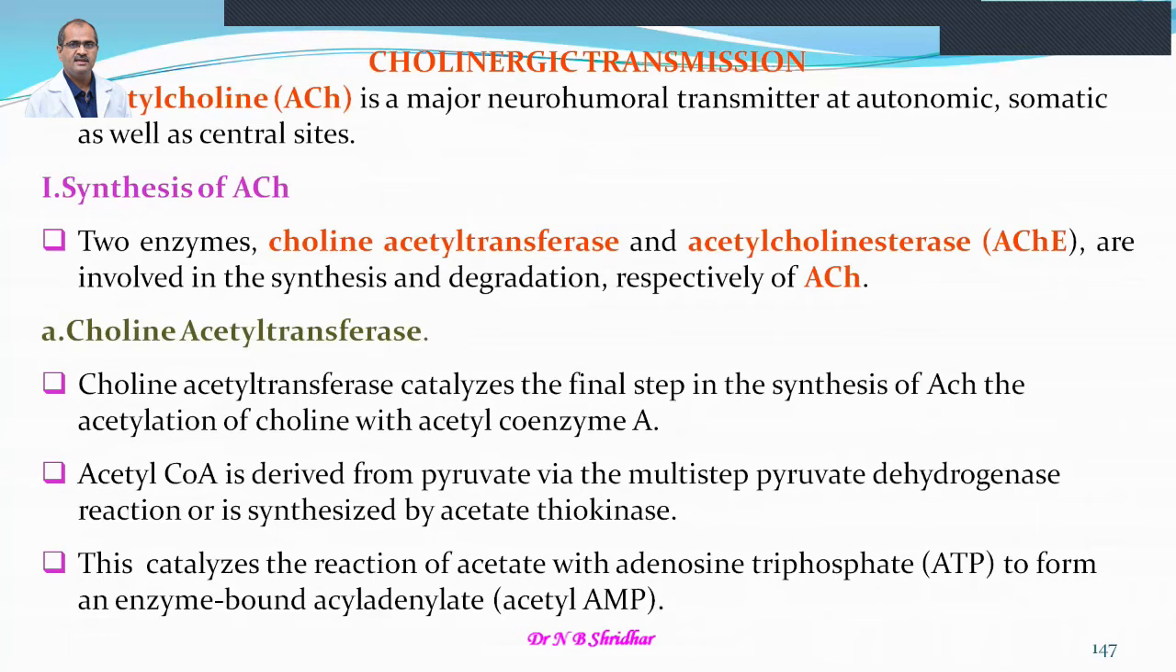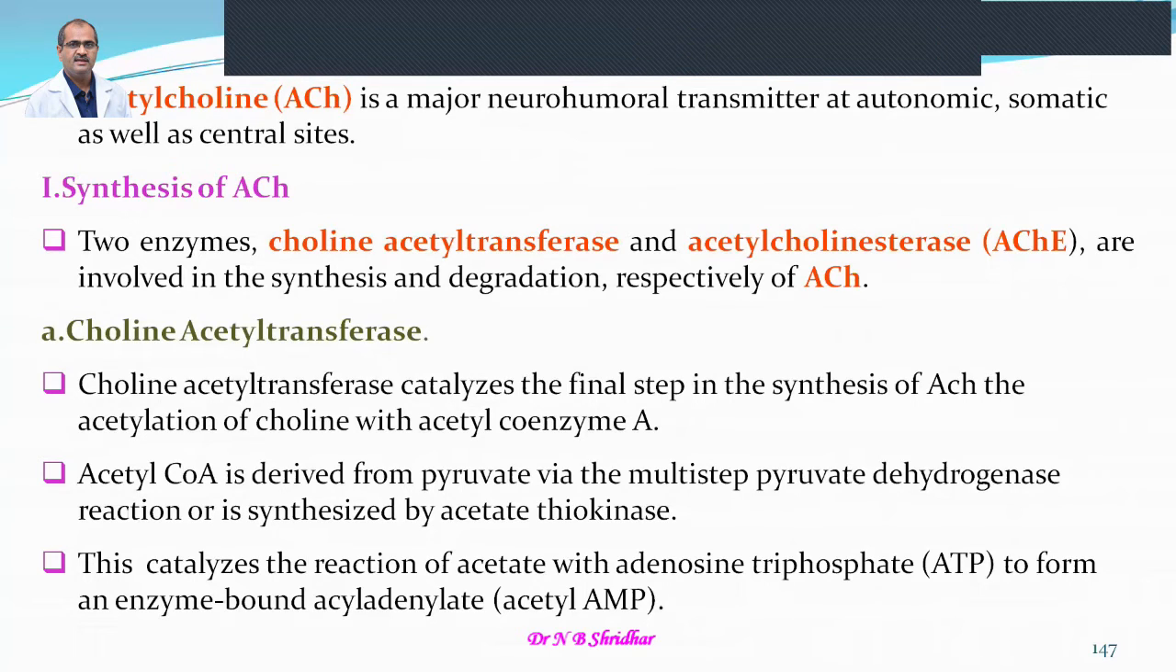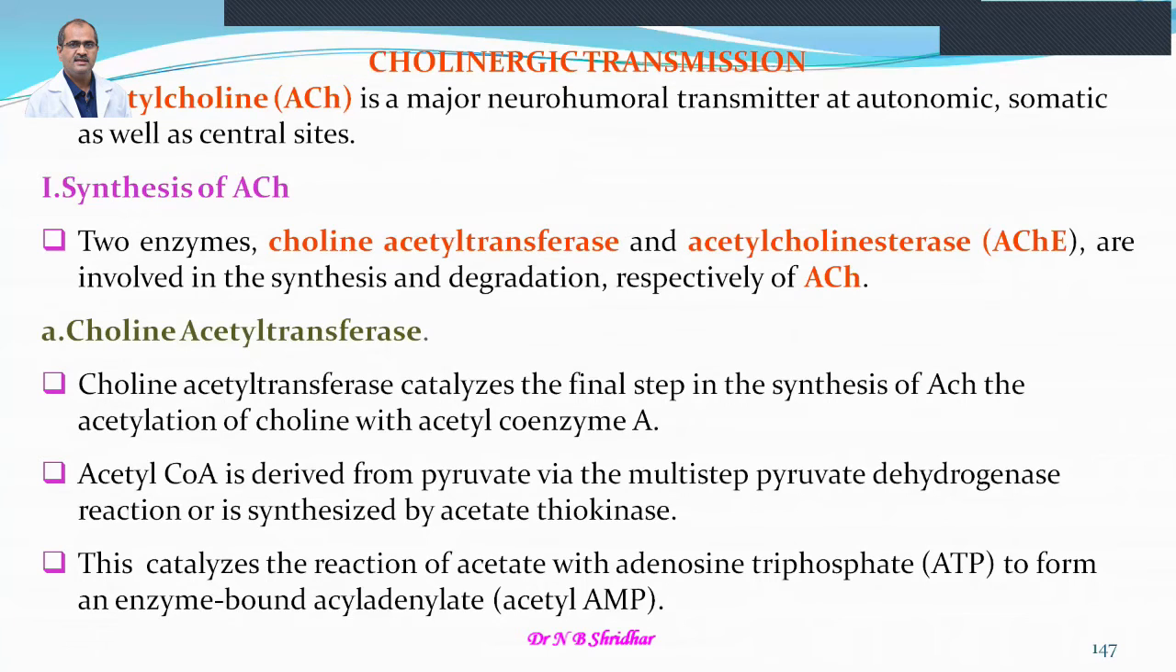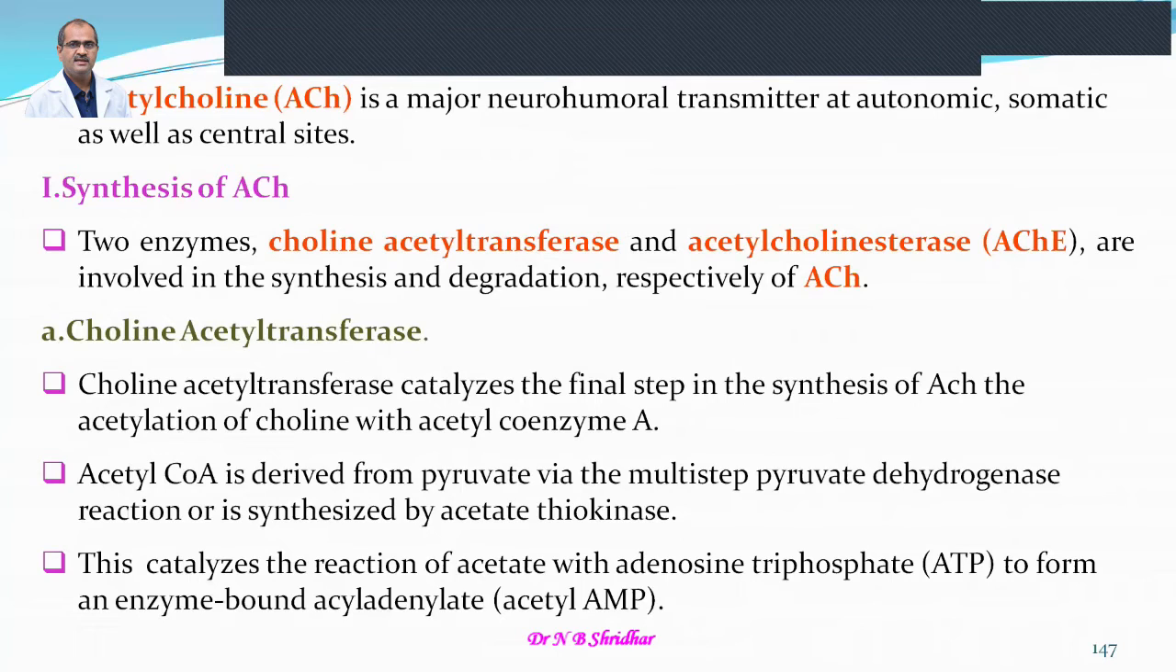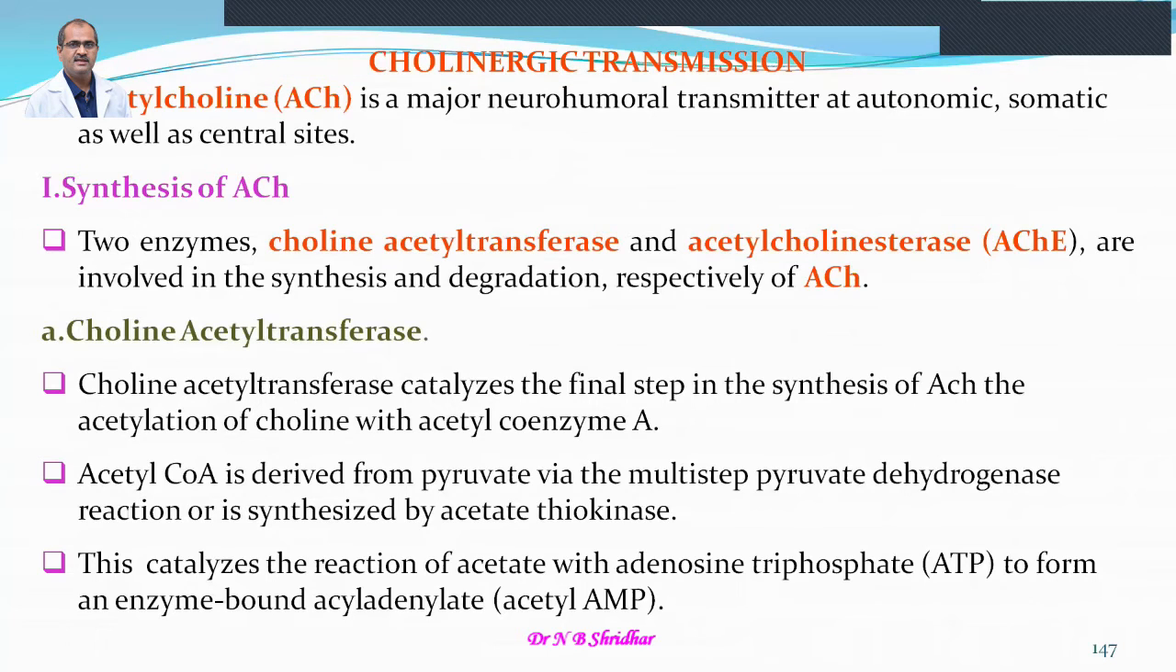So coming to the neurohumoral transmission of the cholinergic nerves, how is it going to occur? All the steps will be followed here, starting from the axonal conduction to the junctional transmission. Acetylcholine is a major neurohumoral transmitter at autonomic, somatic as well as the central side. Acetylcholine is a ubiquitous or universal neurotransmitter, which is also present in the skeletal muscles and the central nervous system, and in both sympathetic and parasympathetic divisions it is present as the preganglionic neurotransmitter.